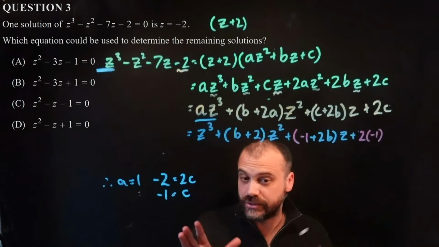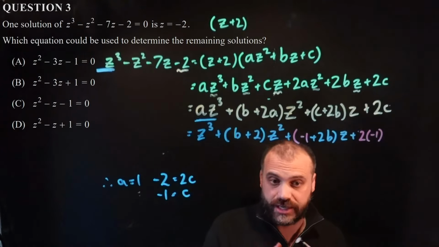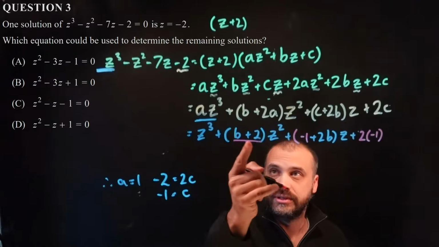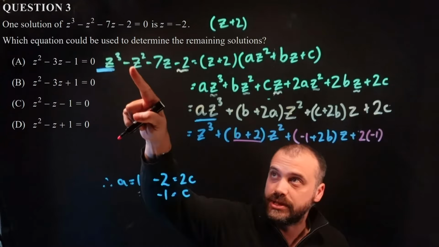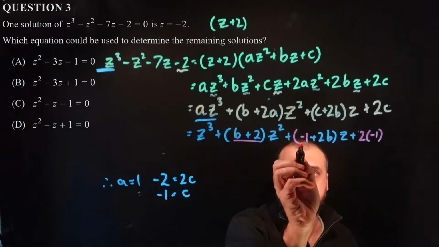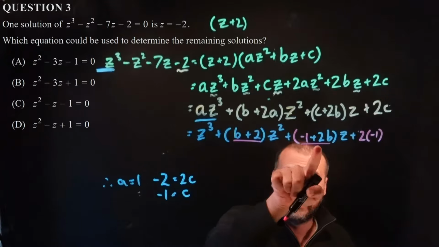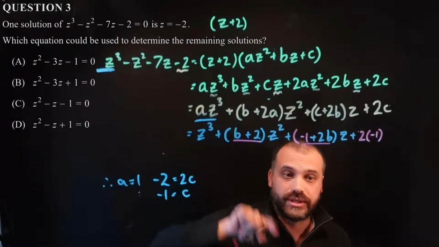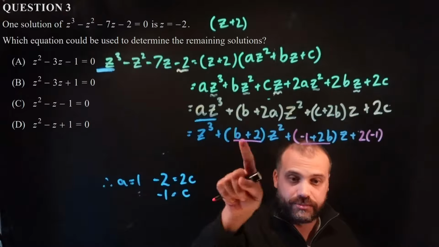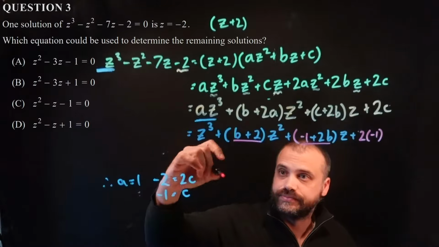Now finally, it doesn't really matter where you look for the next one, but there's two places you can look. We've got b plus 2, and b plus 2 must be equal to -1. Or you can say -1 plus 2b is equal to -7. Now, if I've done this correctly, it really won't matter which one I do. So let's do this one.